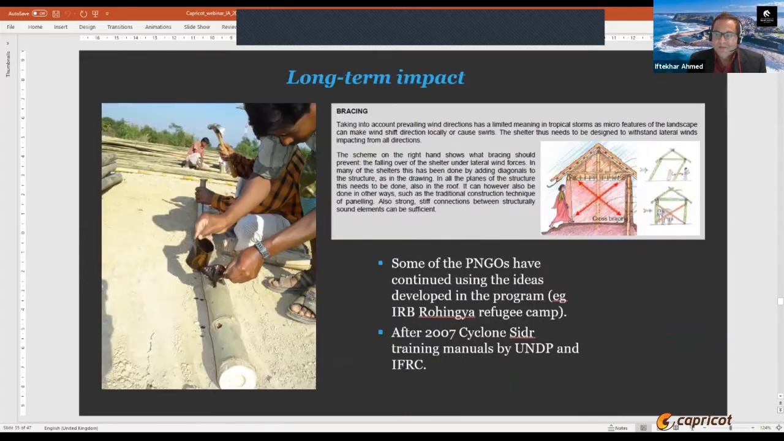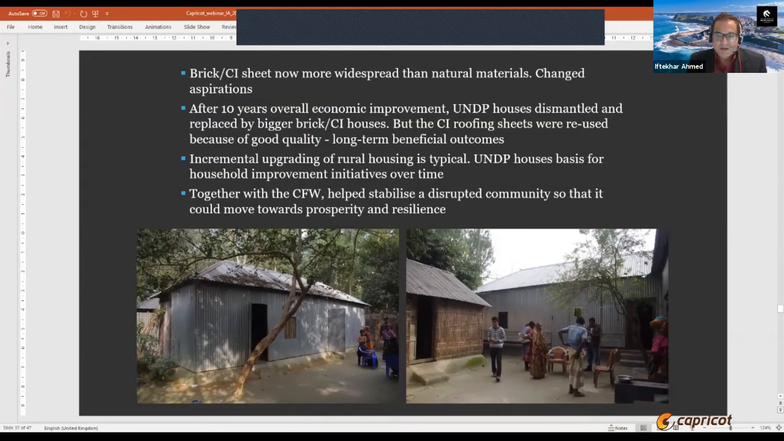So the long-term impacts: eventually, as you can see, that project serves as a stepping stone. These people could build very large houses, and 10 years down the road, they had moved to a level of prosperity. So that kind of asset provision at that time helped them to move on to a long-term position of resilience.